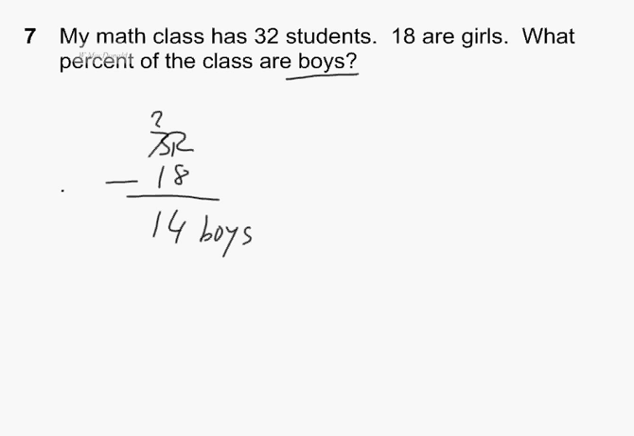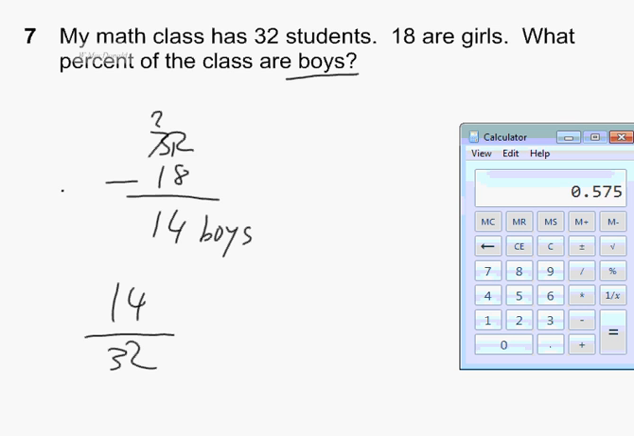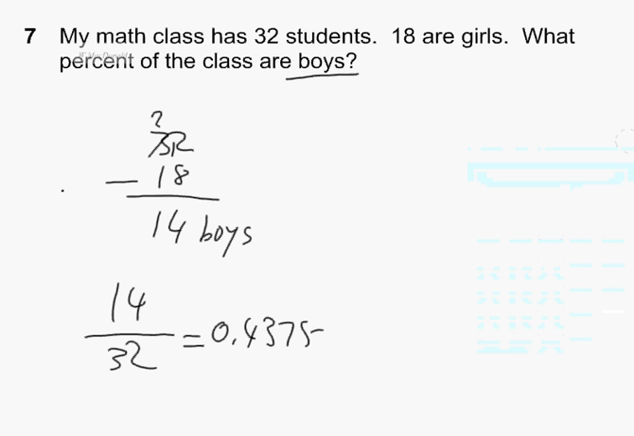14 boys out of a class of 32 students is the fraction that represents the boys in that class. So the first thing I'm going to do is take my calculator. I'm going to take this fraction, actually bring it over here. I'm going to go 14 divided by 32. I'm going to change the fraction to a decimal, and that is 0.4375.